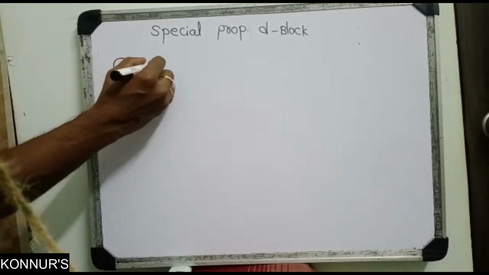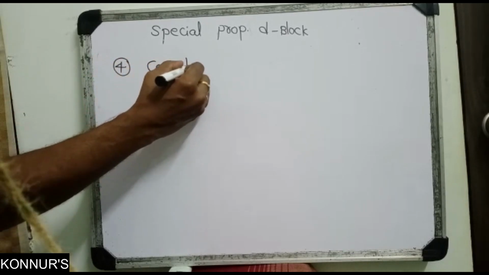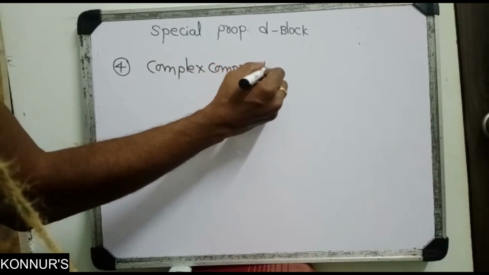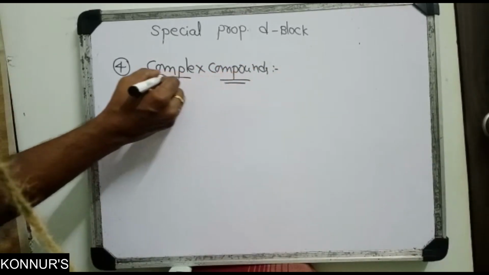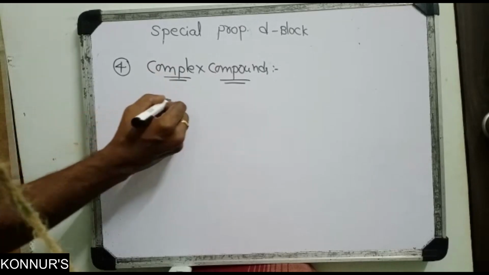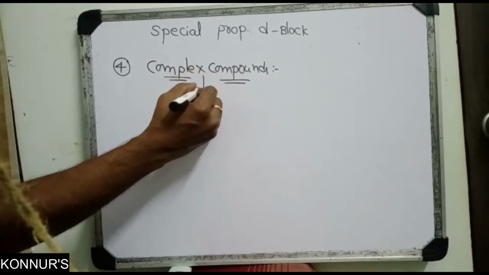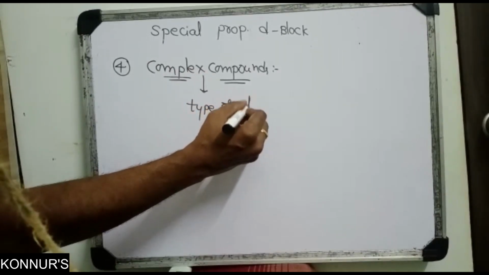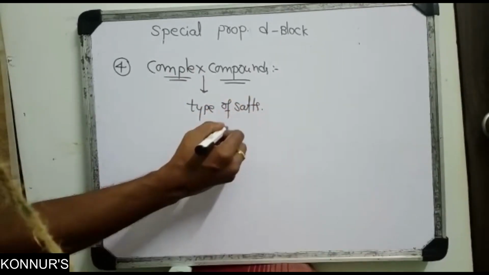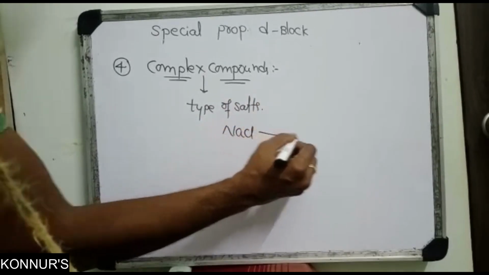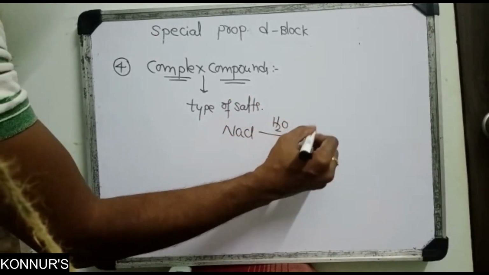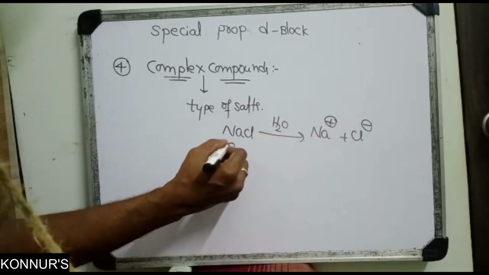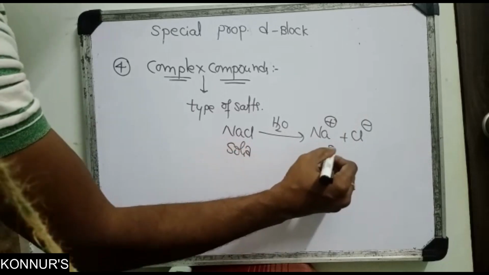Next, fourth one. So these are forming a variety of compounds. That is complex compounds. See, which one do you call a complex compound? That means this is also a type of salt only. But where does the disturbance happen? See, suppose you take NaCl dissolved in water. Then what happens? You are getting Na+ ions, Cl- ions. So this is the solid state. This is the solution state.